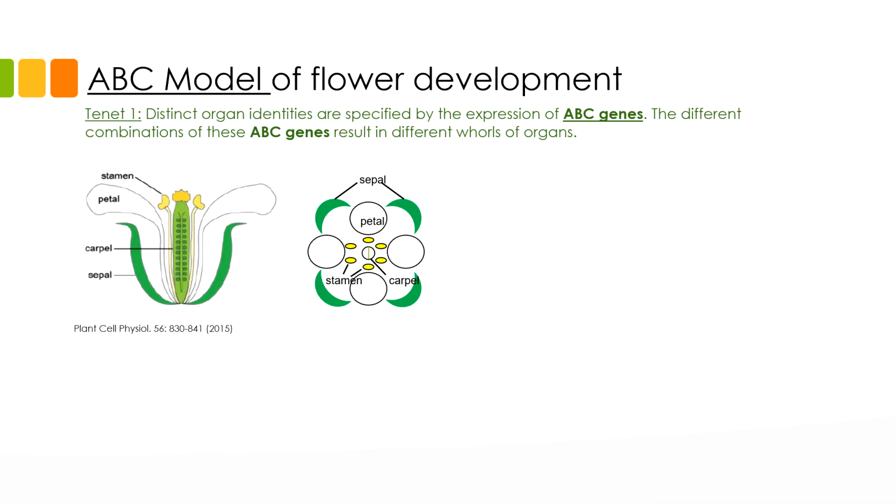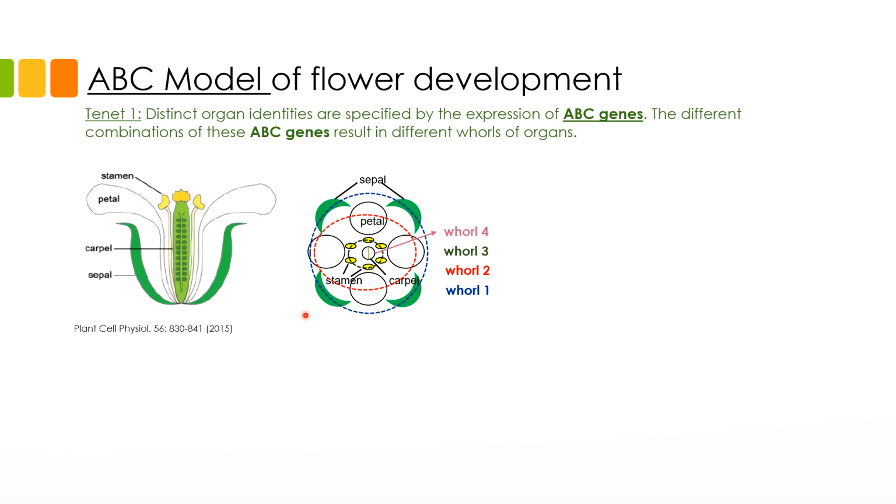Let's take a closer look at what organs these ABC genes control. We have here a picture of the Arabidopsis flower, which is composed of the sepals, followed by the petals, the stamen, and the carpel in the middle. Remember that these organs or plant parts are arranged in concentric circles or whorls, such that if we look at this flower from a top view, the first whorl will be composed of the sepals, the second whorl will be composed of the petals, the third whorl will be composed of the stamen, and the last whorl will be composed of the carpel.